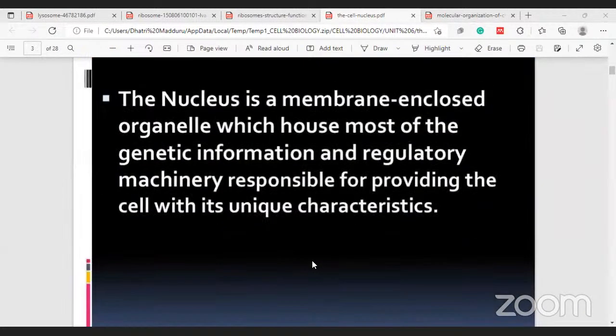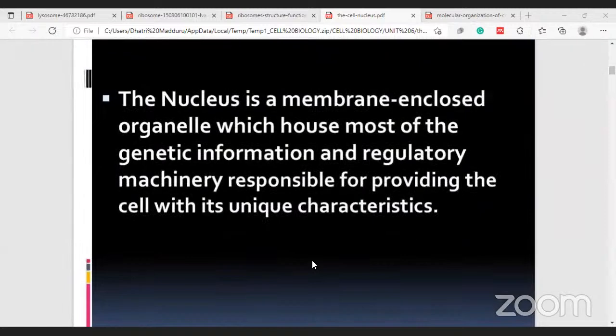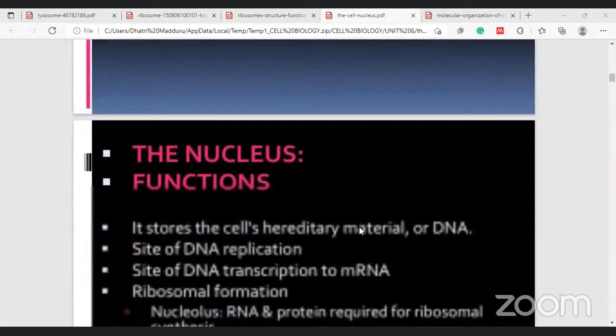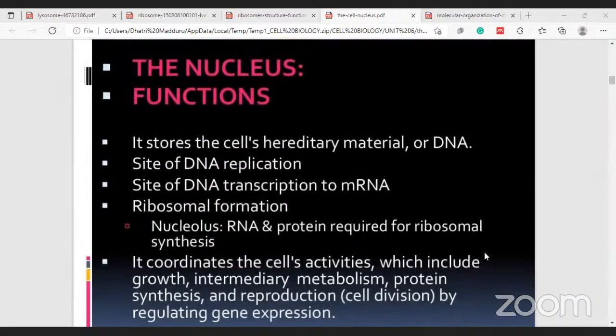It is a membrane-enclosed organelle which has genetic information and regulatory machinery. It is surrounded by the nuclear membrane, in which nuclear pores are present. We have already discussed all these things. So what are the functions of the nucleus? It stores the hereditary material, that is DNA. In other organisms, some have RNA, some have DNA, double stranded or single stranded, whatever it is, the genetic material is present in the nucleus.